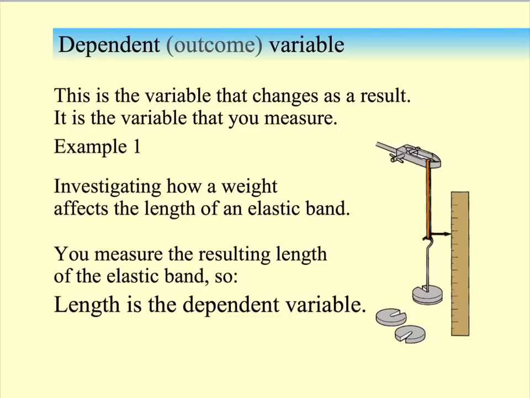The dependent variable is the variable that changes as a result of changing your independent variable. It's the variable that you measure, the result. In the first example, we were investigating how a weight affects the length of an elastic band. What you're measuring is the length of the rubber band as you change the amount of weight. Therefore, the length of the rubber band is your dependent variable. It's what you're measuring. It's the result of changing your independent variable, which was the weight.